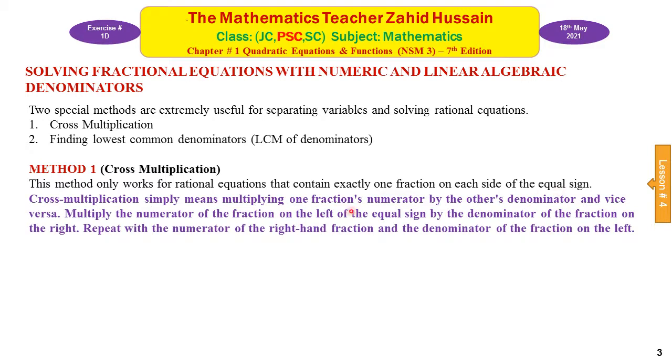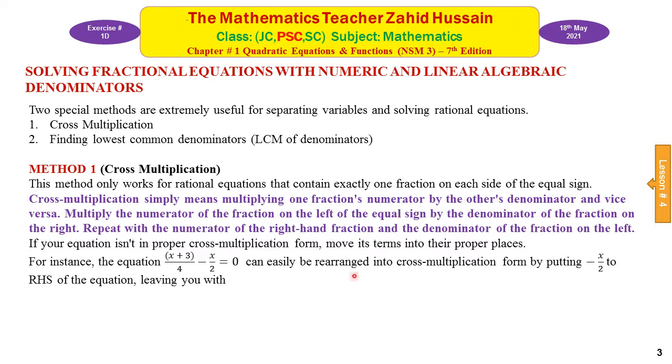What is cross multiplication? Cross multiplication simply means multiplying one fraction's numerator by the other denominator, and vice versa, or multiply the numerator of the fraction on the left of the equal sign by the denominator of the fraction on the right, and we will repeat with the numerator of the right hand fraction and the denominator of the fraction on the left hand side.